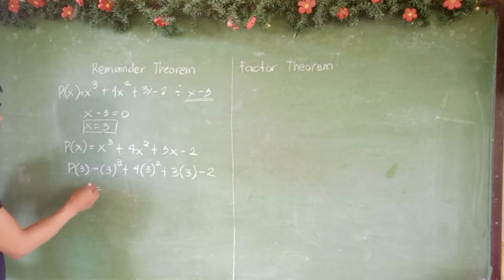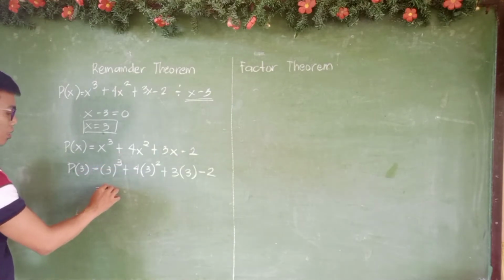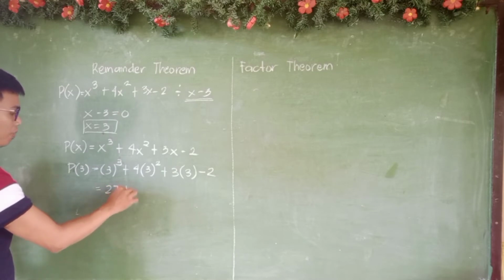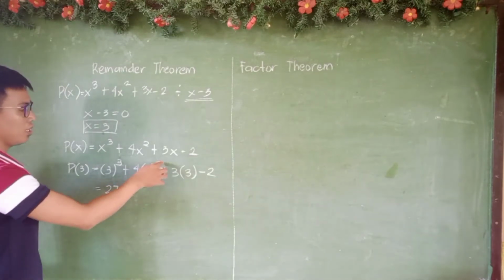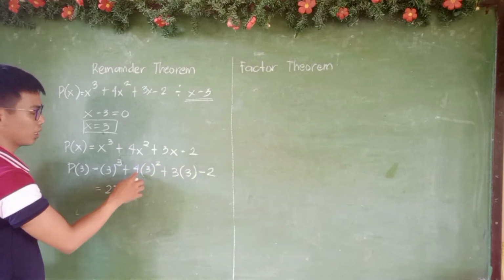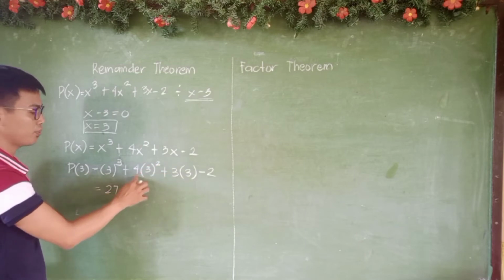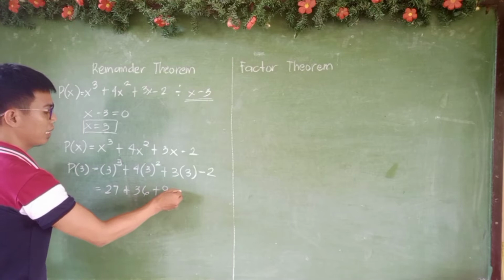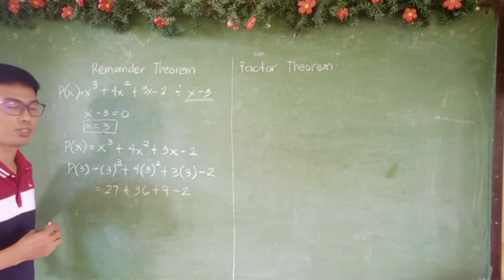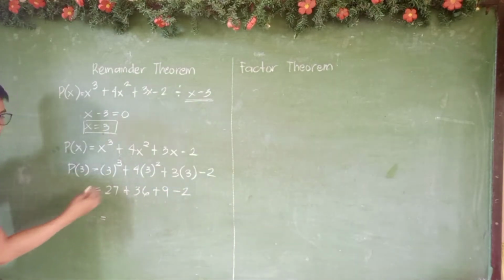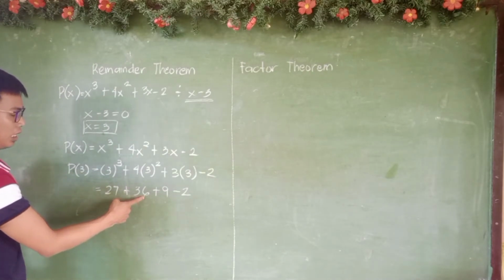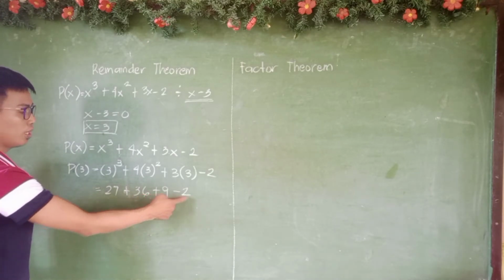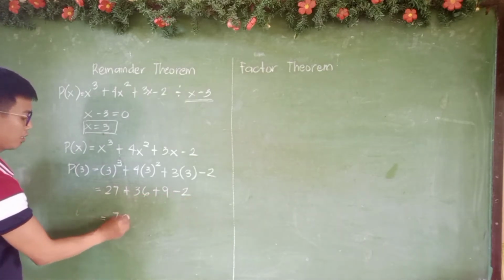After that, we're going to simplify the given. So, 3 raised to 3 is 27, plus 4 times 3 raised to 2. 3 raised to 2 is 9, times 4 is 36. Plus 9 minus 2. So simplifying, we have 27 plus 36 is 63, plus 9 is 72, minus 2 is 70.